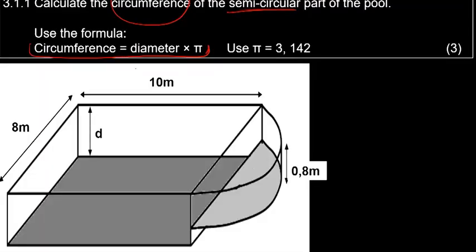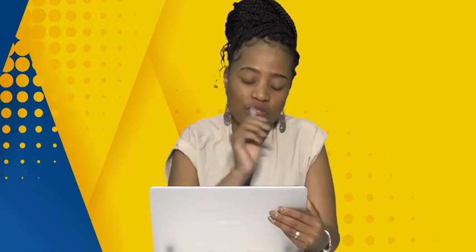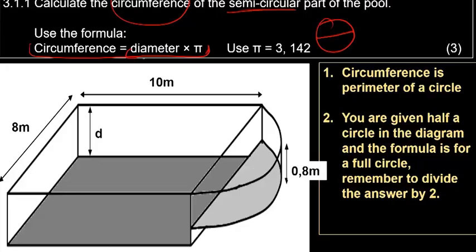They gave you a formula to calculate for a full circle, but you don't have a full circle, you have half a circle. So just remember your mathematics as well, that you need to divide this answer that you're going to get here by 2, because you are not looking for the circumference of the full circle. And just remember, another word for circumference is perimeter. So it's a perimeter of a circle, in short. But now we're talking of a semicircle.